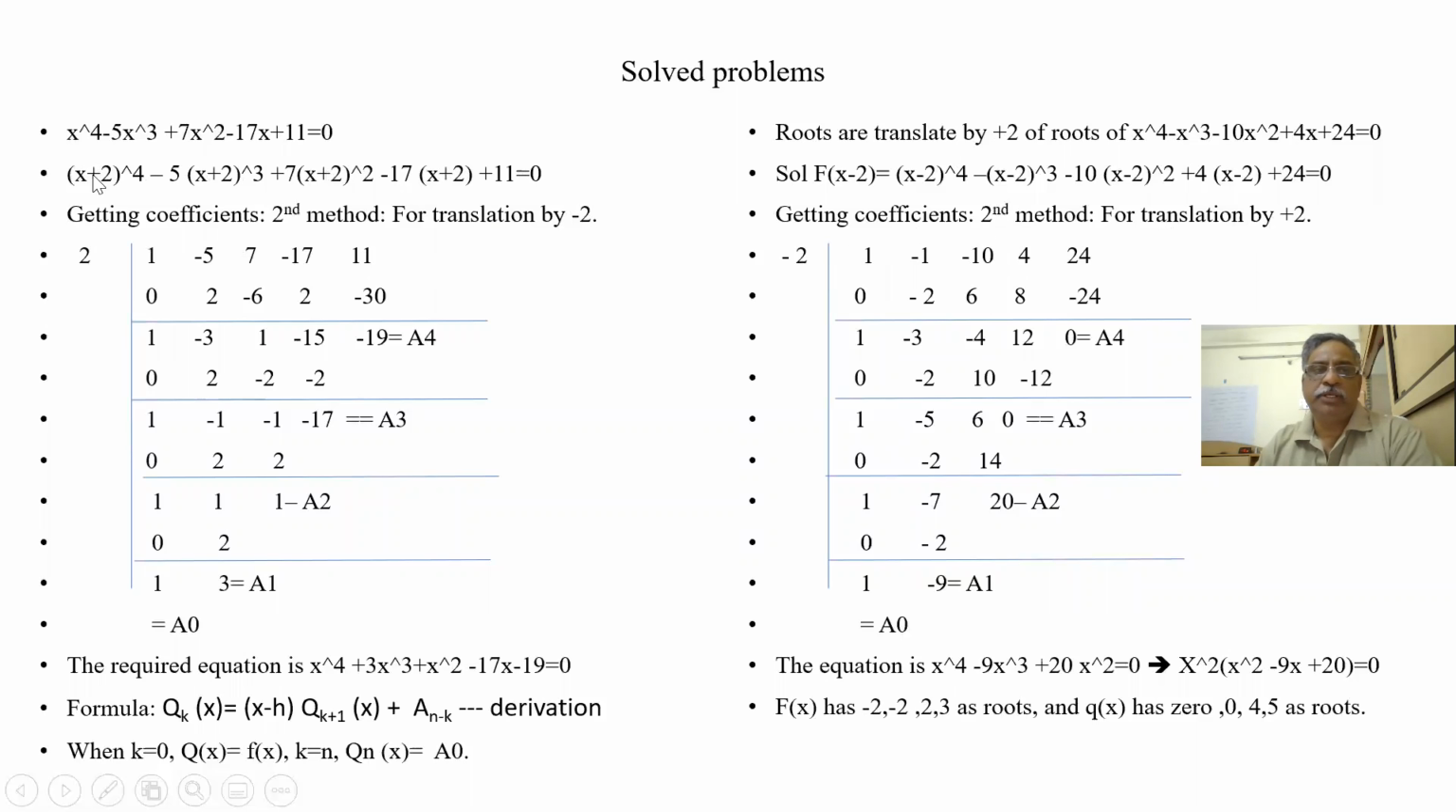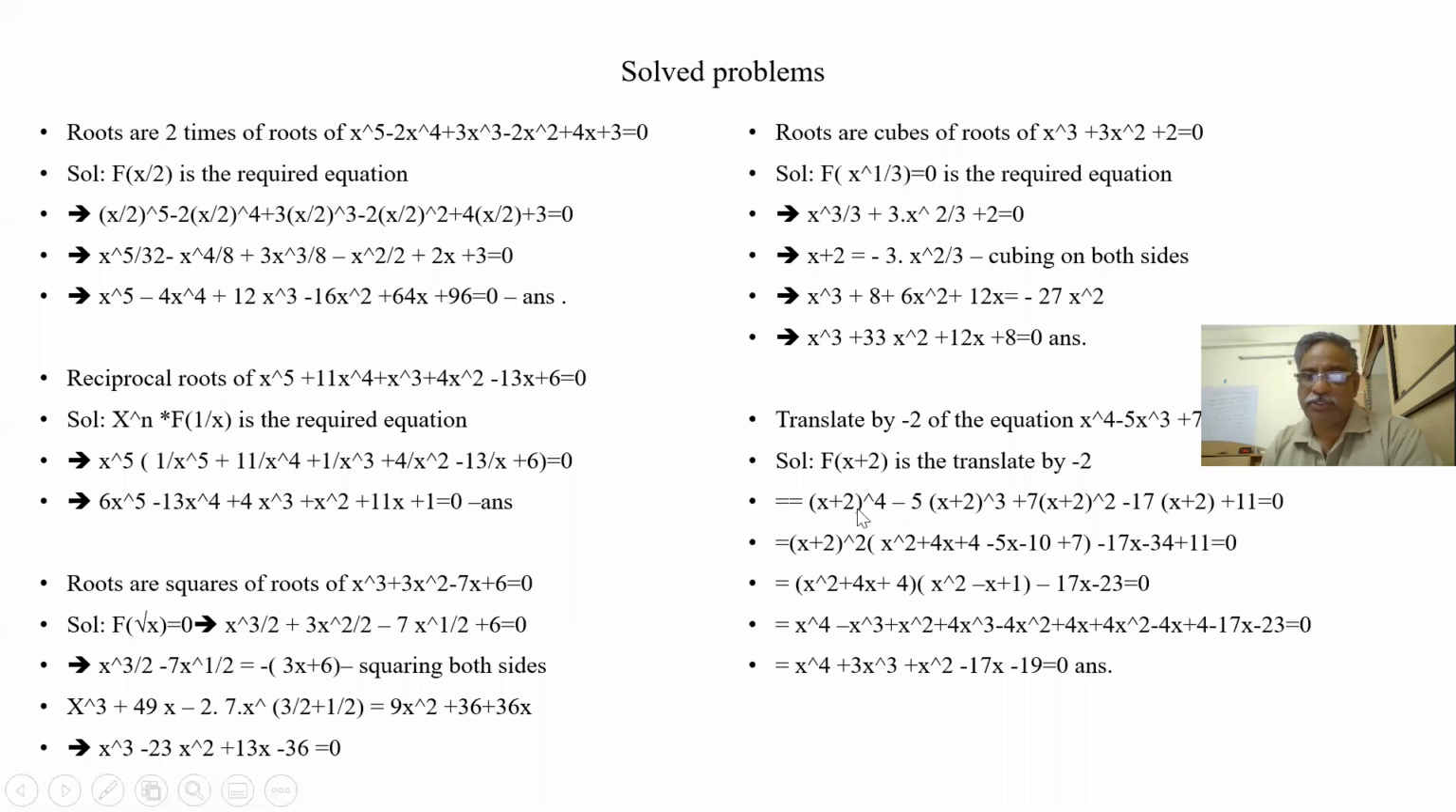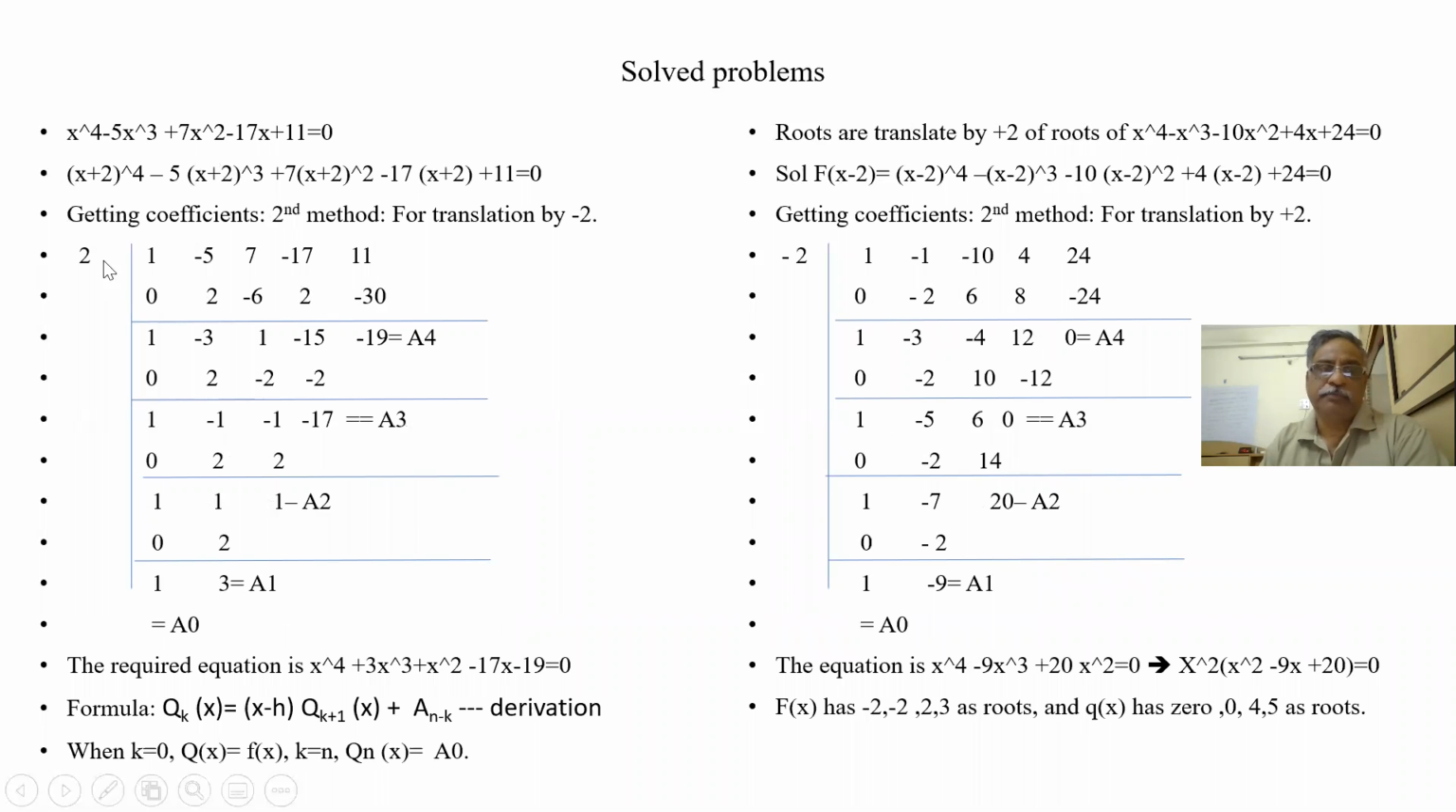Translation -2 means what? X plus 2. I have to substitute x plus 2 here. This is what I have substituted here, x plus 2, x plus 2. Why? Because I have to translate by -2, shifted to the left hand side. So this is the equation which you have taken in another process. So here I have to translate by +2, which means I put x minus 2. So I have divided by -2.